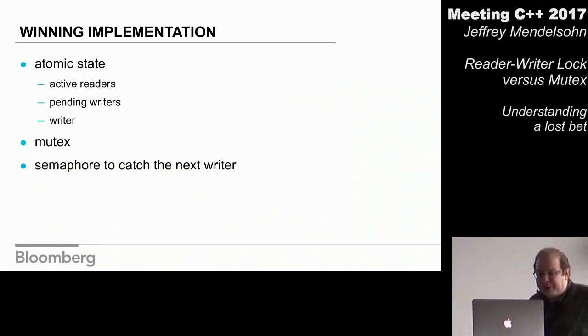Okay. So the implementation has an atomic state that tracks the number of active readers, the number of pending writers, and whether there is currently an active writer. It's kind of the reverse of the previous case. There's one mutex which does the majority of the synchronization. Basically, every thread which comes in to get the lock, unless it has some short circuit, is going to acquire this mutex.